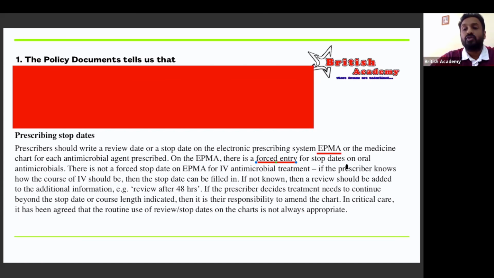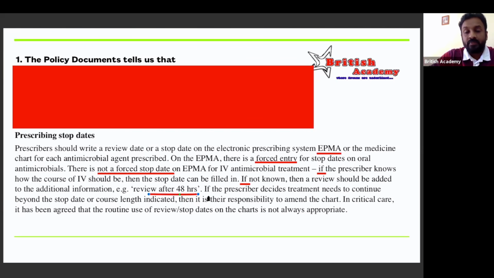So forced entry for stop dates on oral antimicrobials, there is not a forced stop. So this is a contradiction. There is not a forced stop date on EPMA for IV antimicrobial treatment if the prescriber knows. Now the word if changes the sentence, it connects it. It doesn't mean that you can completely disregard the stop date. If the prescriber knows how long the course of IV should be, then the stop date can be filled in. If not known, again if, which changes the certainty of a sentence. If not known, then a review should be added to the additional information, for example review after 48 hours.